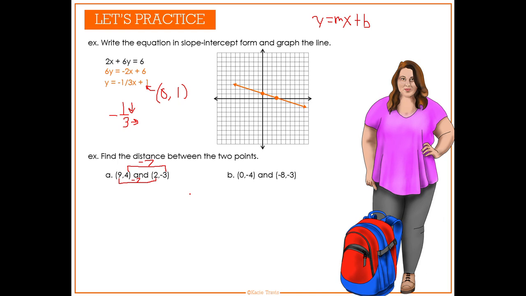So let's see if this works out for our distances. I got 2 minus 9 squared and -3 minus 4 squared. When I go through and do this, I get 98. If you're wondering how I got 98, remember, if both of these give us 7, 7 squared is 49. 49 plus 49 gives me 98. Now, this is around 9.9 if we took the square root of that.